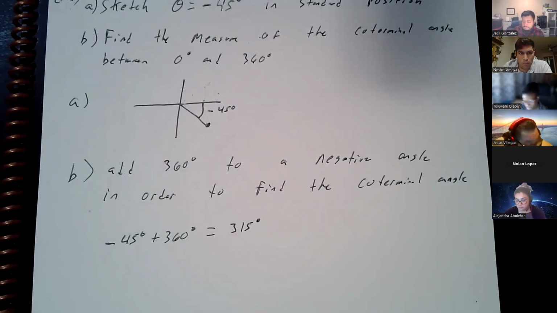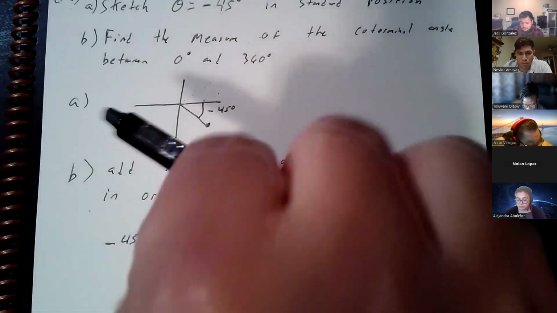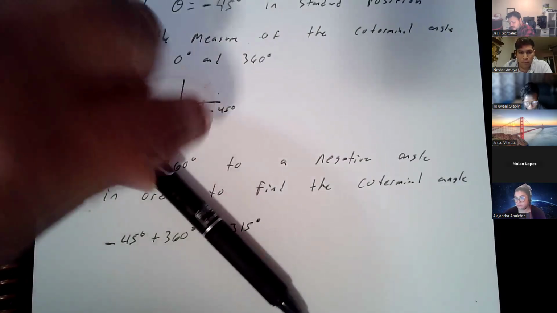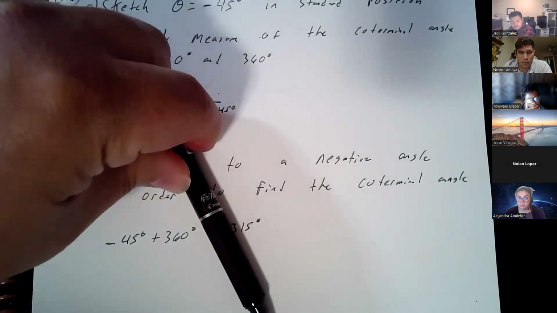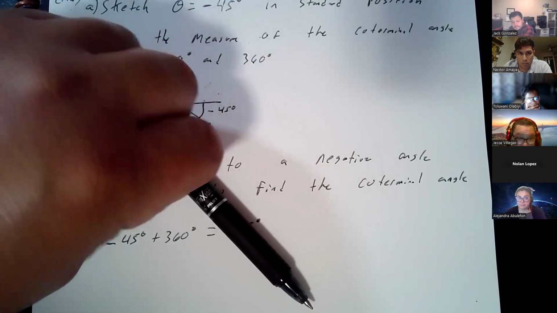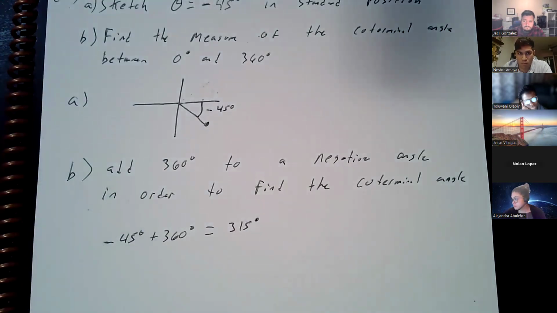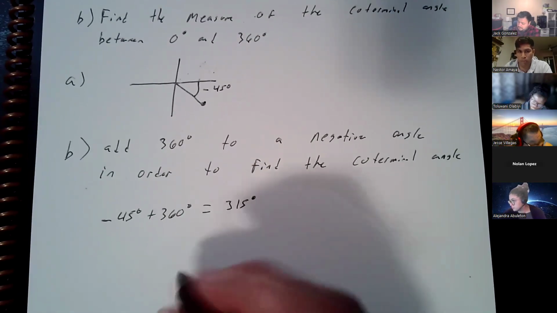Okay. So if you're here at negative 45, right, and you add 360, it is going to do a flip all the way back to the same spot, right? Because it's 360 degrees. So I'm back at 315. So it's the same thing. Does that make sense? Yes. So then you graph it.